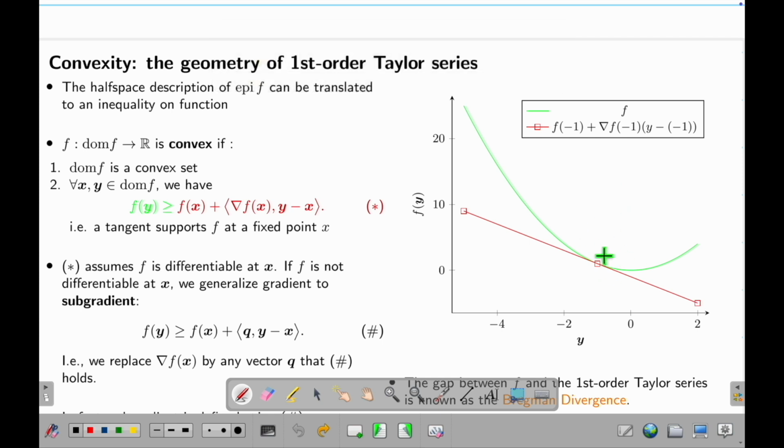What's next? If I rewrite this half space into function representation, we have this. This function touching the half space means this function is beyond the half space, beyond the tangent. This green thing is the function value. This red thing is a straight line at x. What is this? This is a straight line, the high dimension version. So this is also the Taylor series.